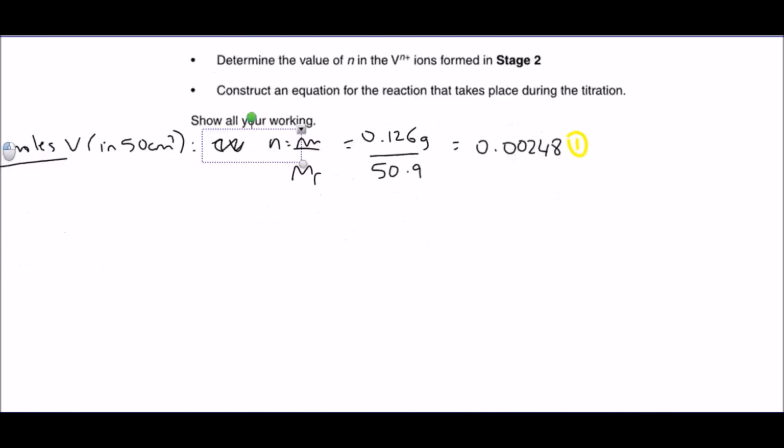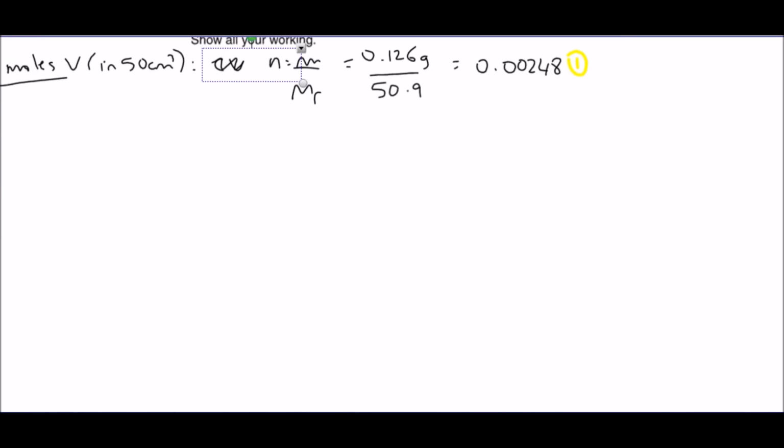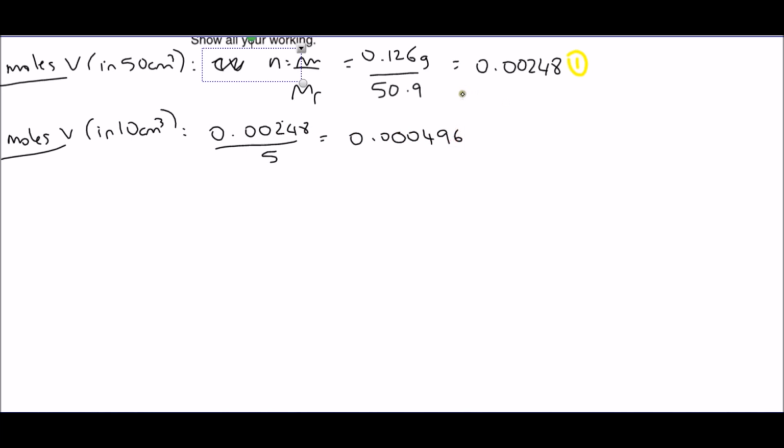Okay, so let's go back to the answer because we need to set it out really nicely for the examiner. So we're now going to do moles of vanadium in 10 centimeters cubed because that was the amount that we titrated. Okay, so if we know the moles in 50, to get to 10 we're going to divide by 5, and that gives us... okay. So again, relatively straightforward because all we're doing is looking at that dilution, that division factor.